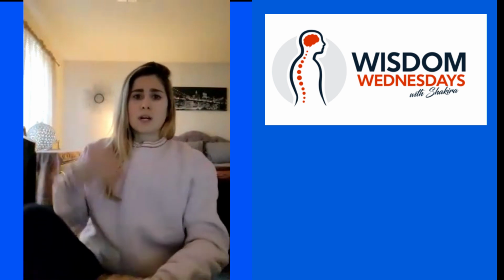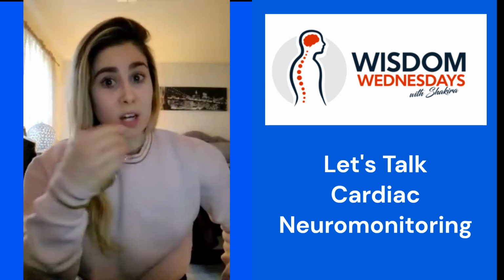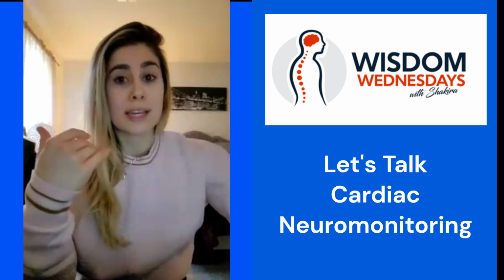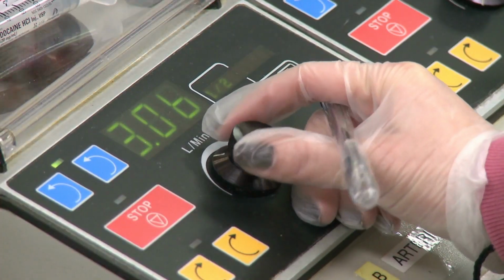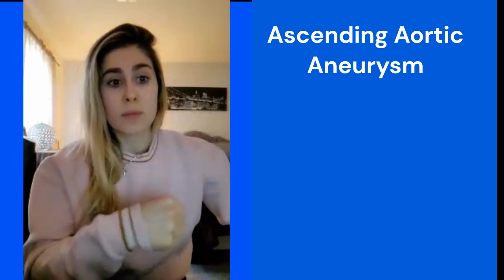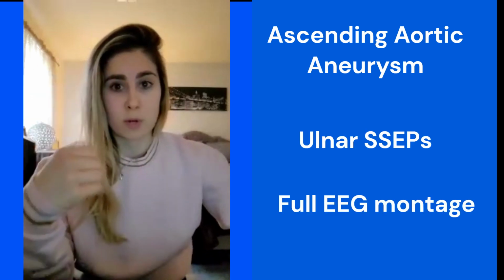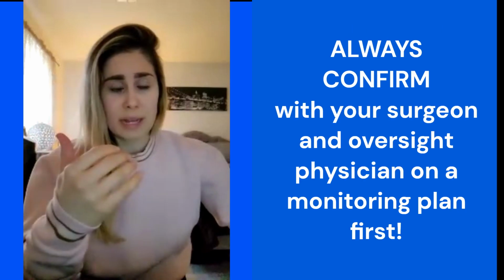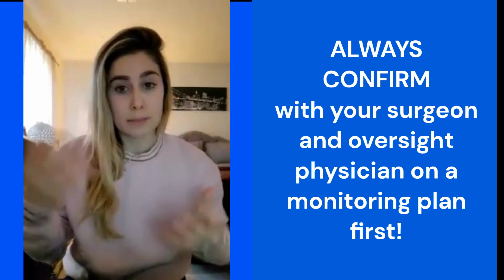So when we're talking about cardiac neuromonitoring, let's talk about an example of what we would be doing. Say there's an ascending aortic aneurysm, and we're going to be monitoring that. What's the best way to do that? The best way to do that would be with ulnar SSEPs and a full headset to make sure all of the lobes of the brain are captured with EEG. So this will allow us to monitor the upper extremities and the brain.